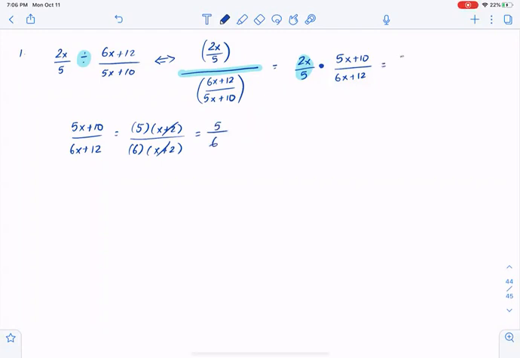So we have 2x over 5 multiplied by the reduced expression, 5 over 6. The 5's would get cancelled. The 2 and the 6 would get cancelled. The answer is x over 3.